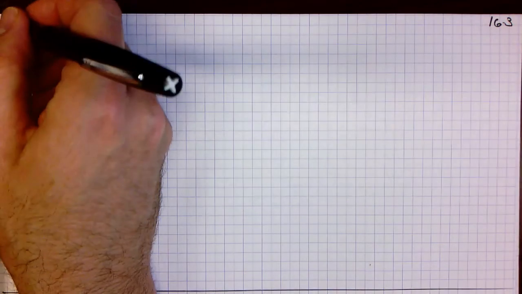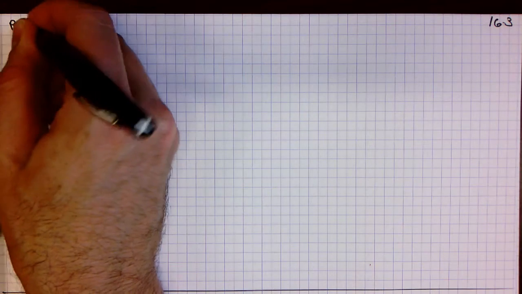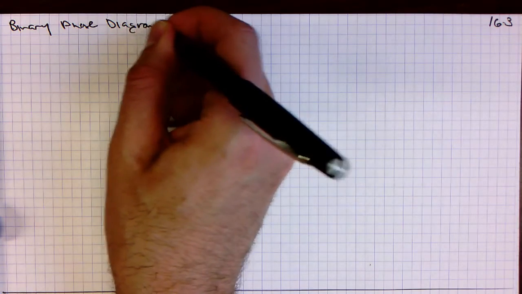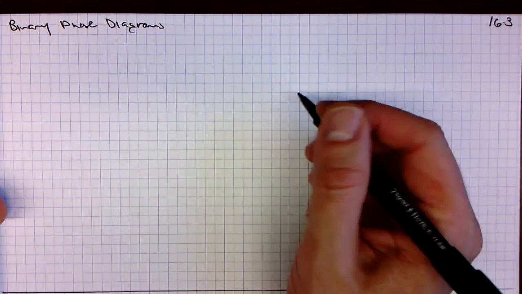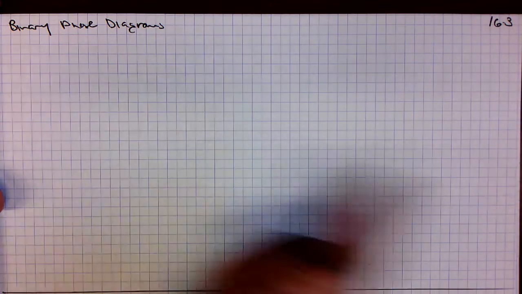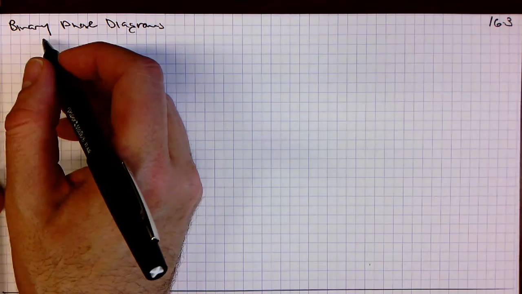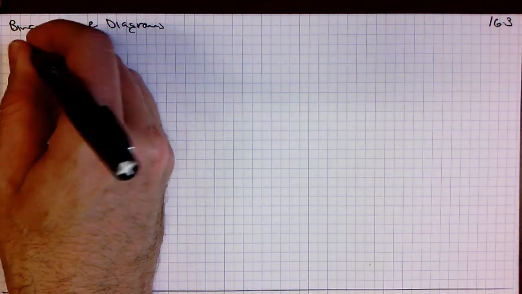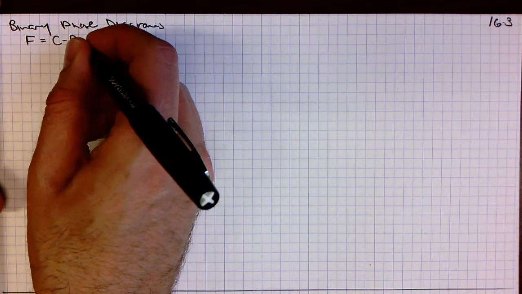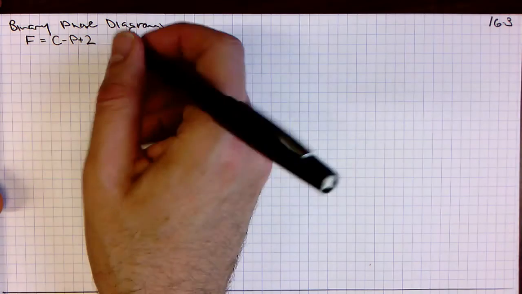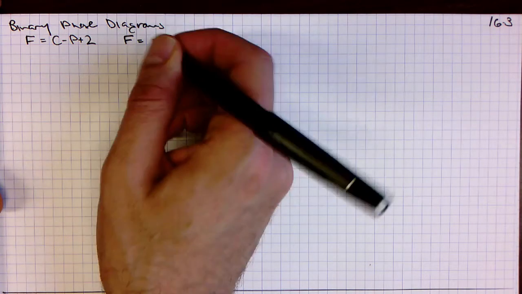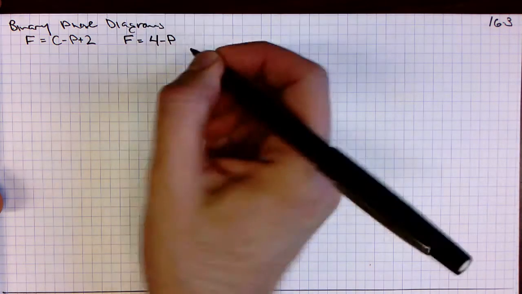Okay, so let's look specifically at some binary phase diagrams. And in particular, let's first note that we had discussed in the last class that the number of degrees of freedom is given by the Gibbs phase rule as C minus P plus 2, right? So we know that if the number of constituents is 2, then the number of degrees of freedom is given by 4 minus P, right?